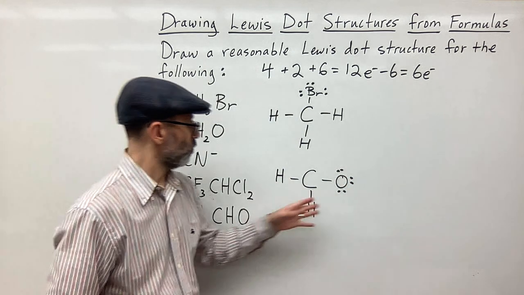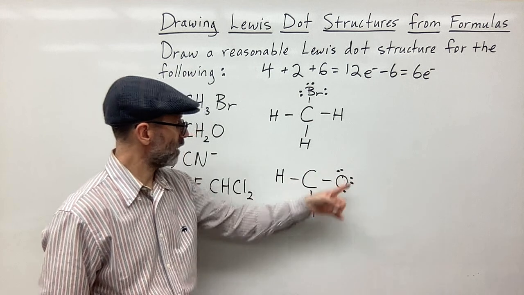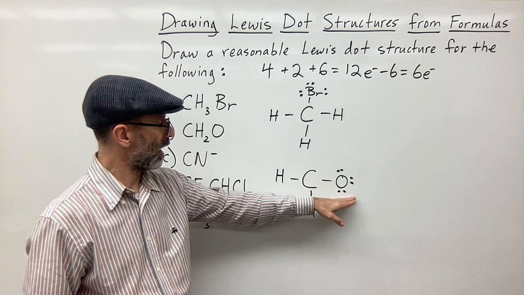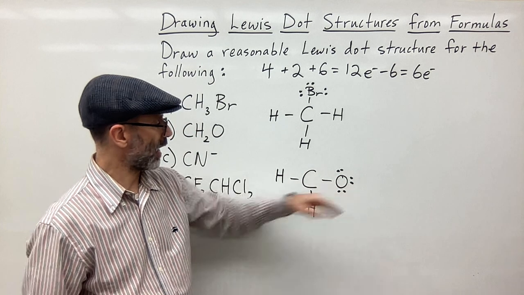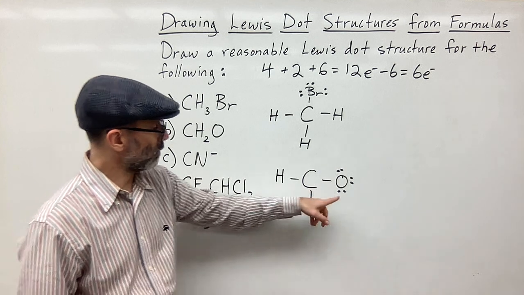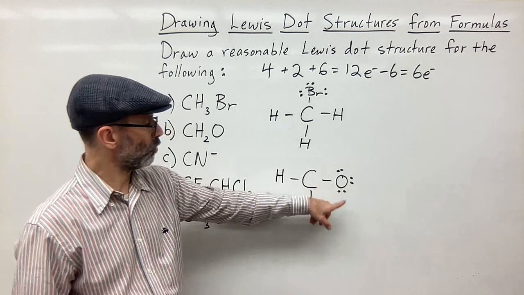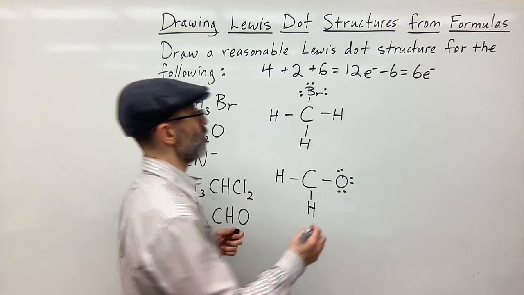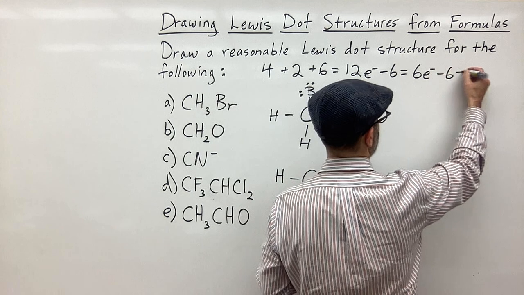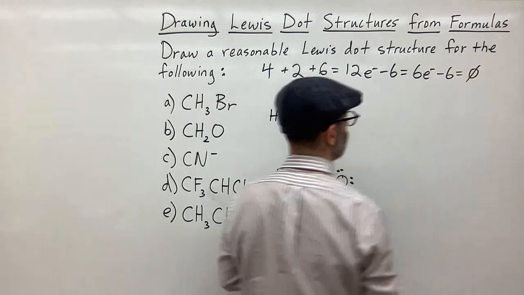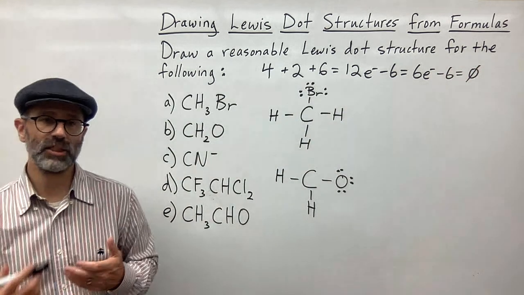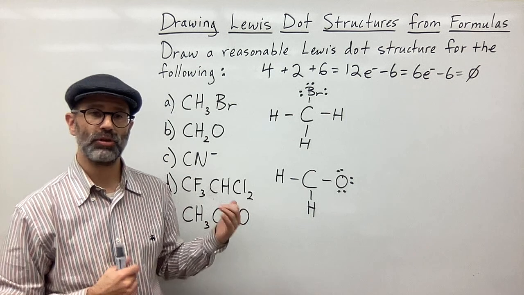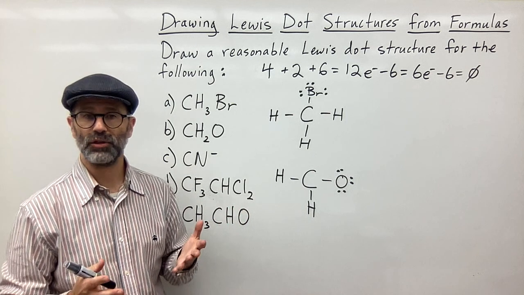And so now that I have that, that's the only outside atom that I need to add lone pairs to. So now I'm going to have to subtract that from my total. I used 6 electrons, so I'm going to subtract out 6 from my total, and I have no electrons left over. So at this point, I double check my Lewis dot structure to make sure everything is fine.